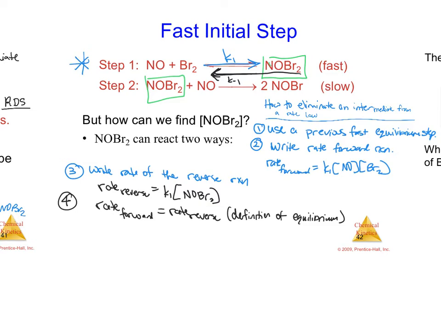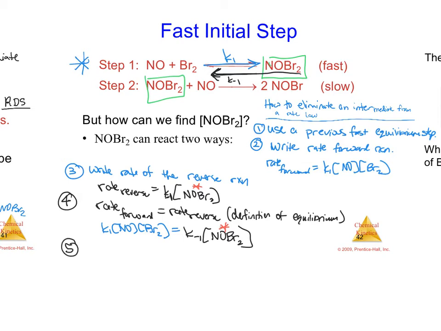So my rate forward is K1 times NO times Br2 equals my rate reverse, K minus 1. I forgot the minus there. Squeeze that in, K minus 1 times NOBr2. And looking at this, I see it's my NOBr2 that is the intermediate that I'm trying to eliminate from my rate law.